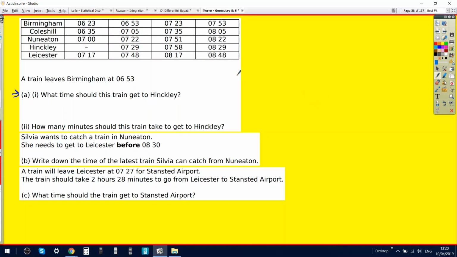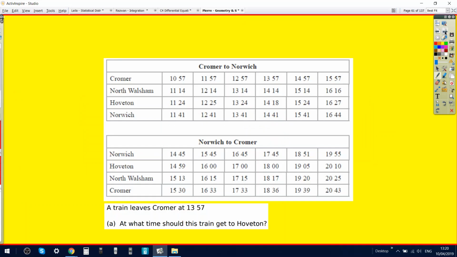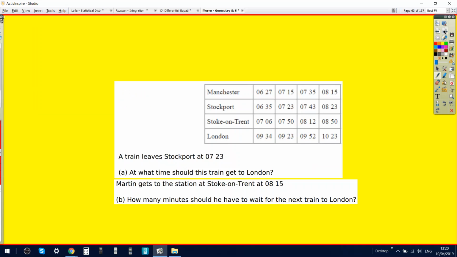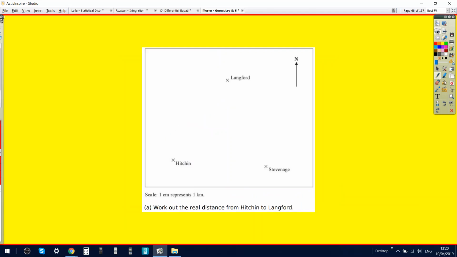Are you doing part A up here? What time should it get to? The train leaves Birmingham at 6.3. Oh, I'm looking at the wrong one. Sorry, it's 7:29. So long as you know how those work, they go down. You can figure out how many minutes it takes and all that. You can see it's a very, very common exam question.